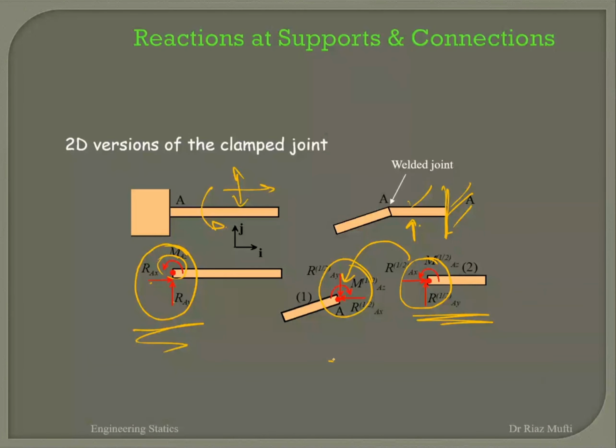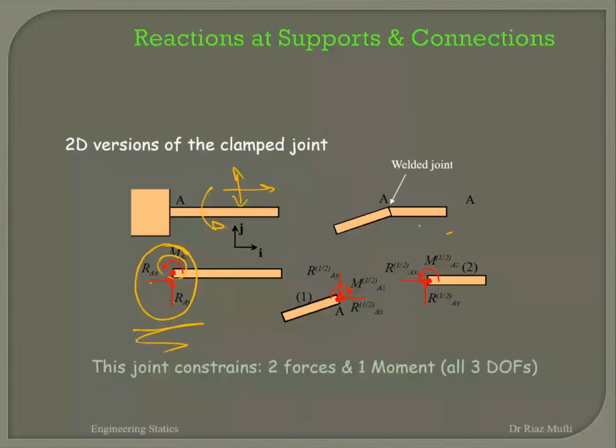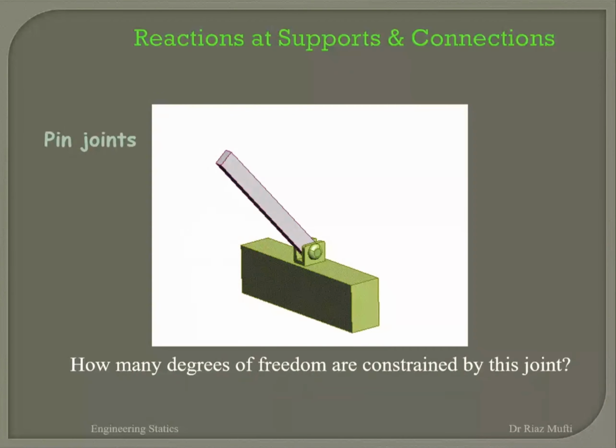You remember this? Yes, sir. Okay, now let's look at this. How many degrees of freedom are constrained by this joint? I need the answer. Five. My question now is, how many degrees of freedom does it have? One. Yes. So just let me explain it a bit.